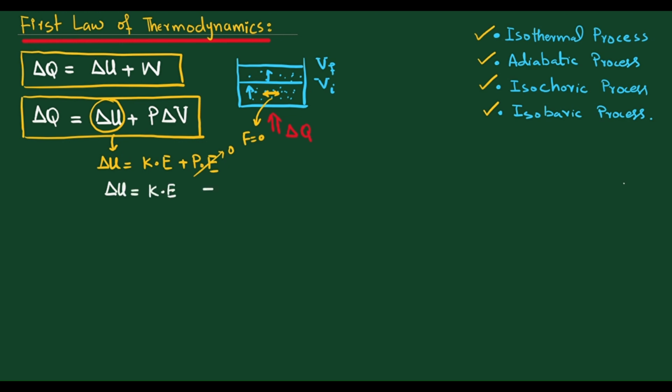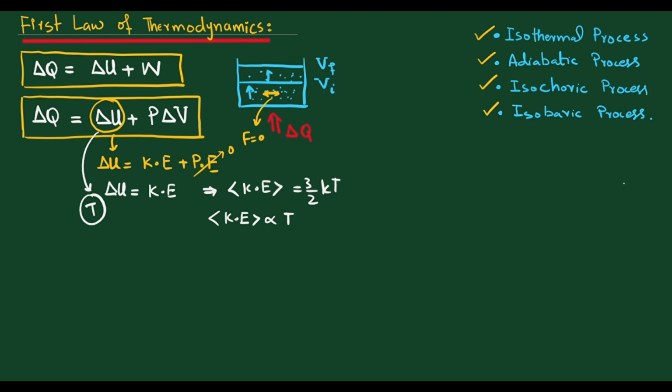And we know that the average kinetic energy of an ideal gas for monatomic is equal to 3 by 2 kT, and we can say that the average kinetic energy of molecules only depends upon the temperature. The internal energy only depends upon temperature for ideal gas.